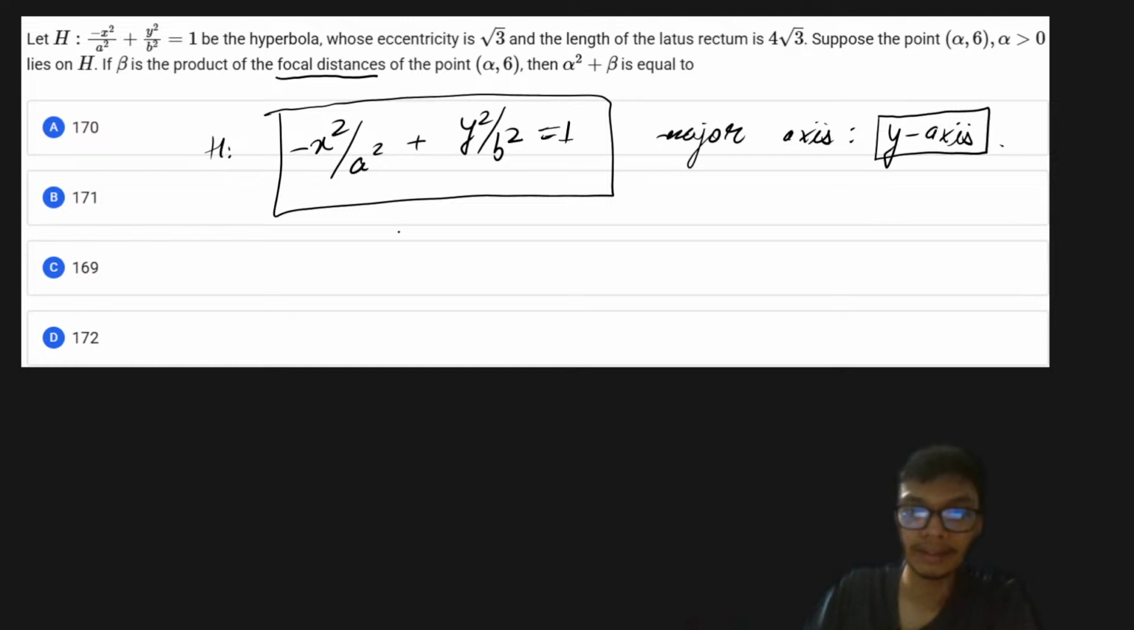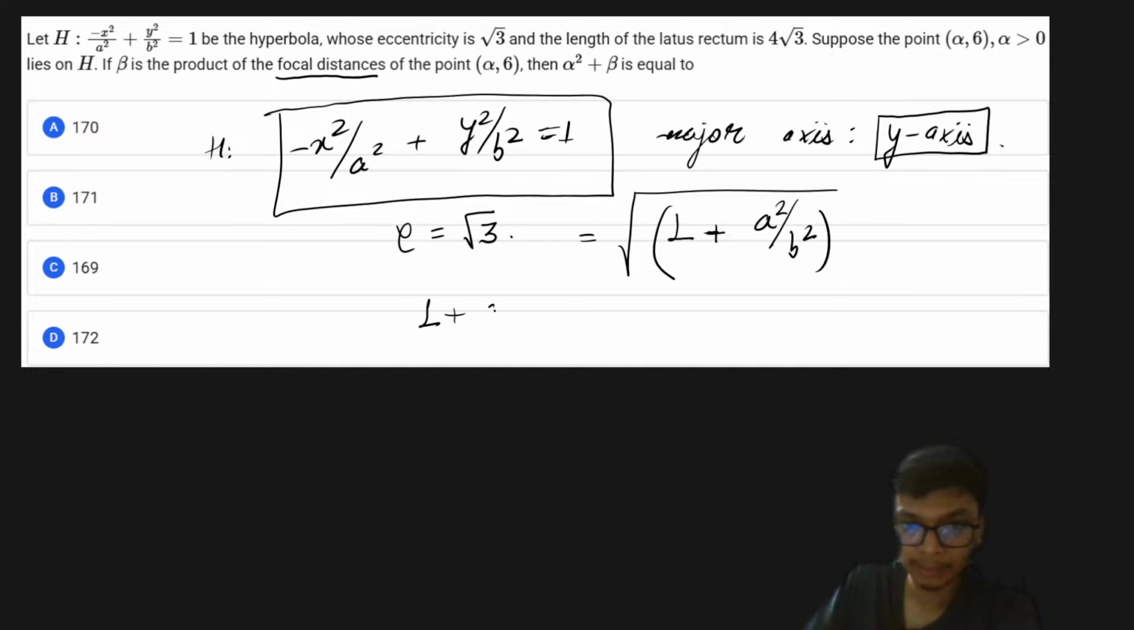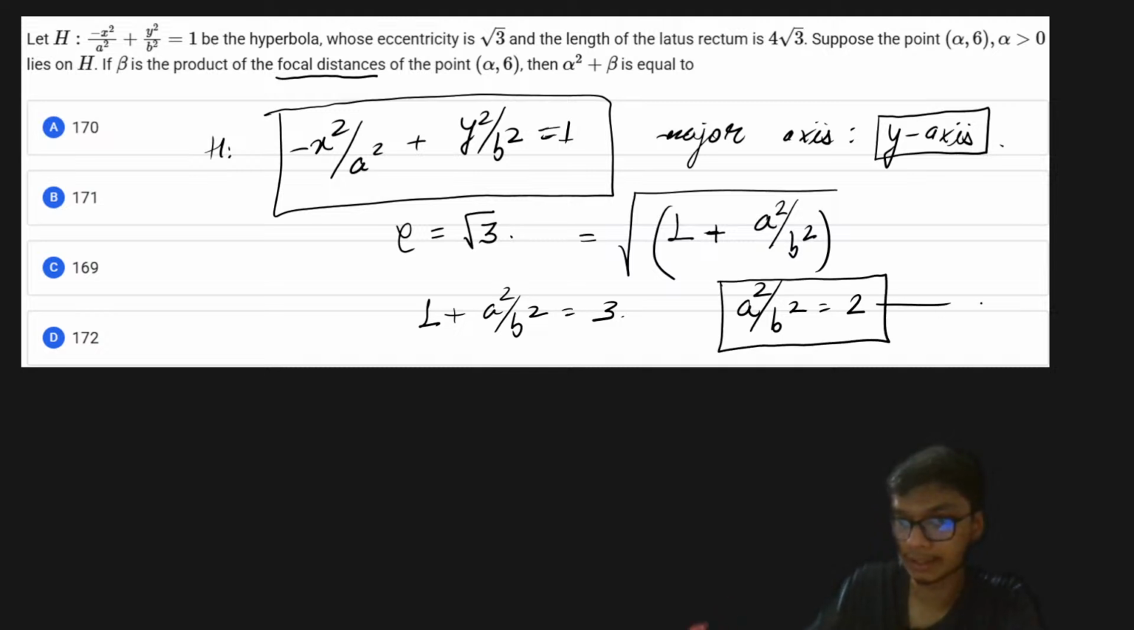Now it is said that the eccentricity of this particular hyperbola is square root of 3, right? And we know the eccentricity equation is 1 plus, in this case since the major axis is the y-axis, a square by b square, and this is given as square root of 3. So from here I'll get 1 plus a square by b square is equal to 3, so I can calculate a square upon b square is equal to 2. Now let us consider that as our first equation over here.